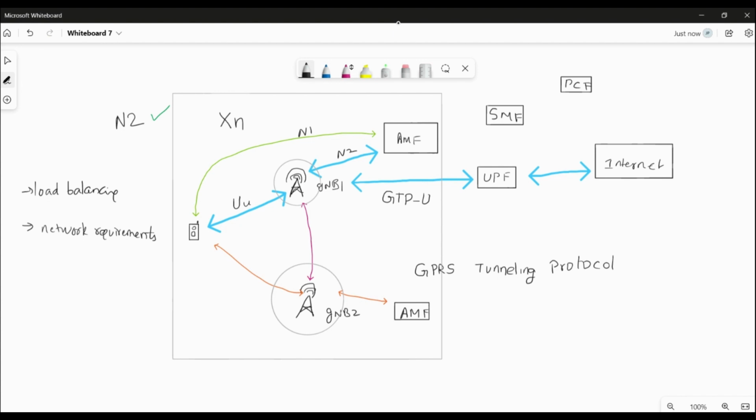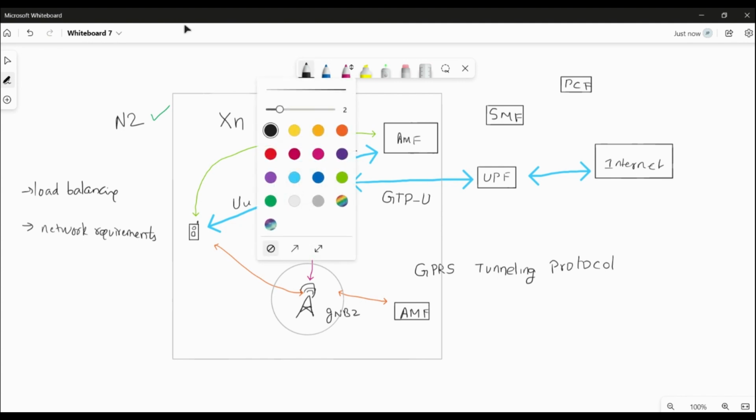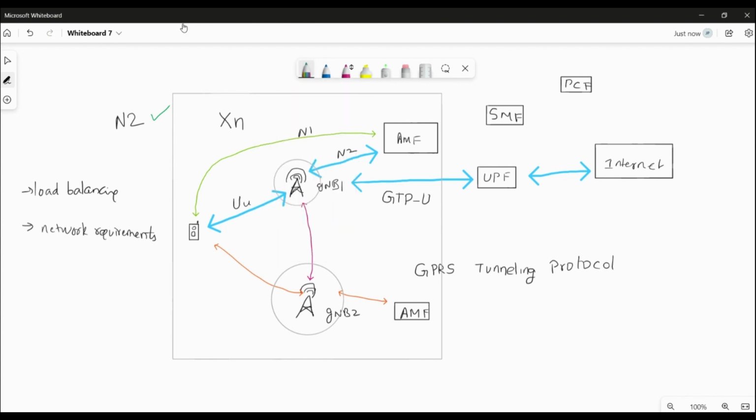And if this happens, what happens to this GTP-U session? There is a tunnel between all of this. The tunnel looks somewhat of this sort. This is the tunnel. Thank you.